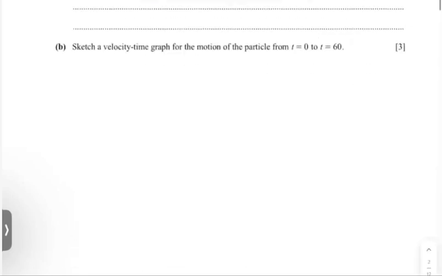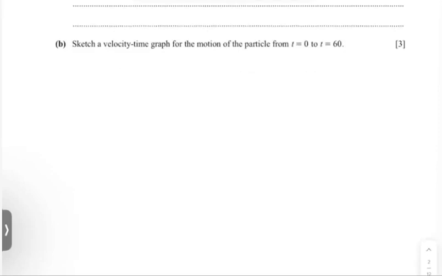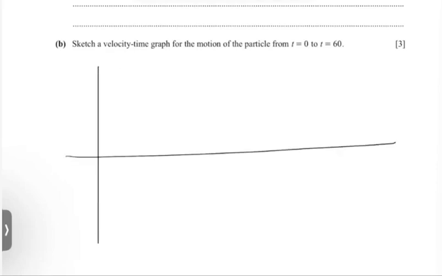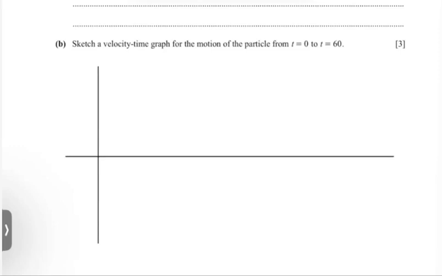Okay, sketch a velocity time graph for the motion of the particle from 0 to 60. All right, so this is a bit different from the papers that we've seen in mechanics before. They generally give us velocity time graphs. In this case, they've given us displacement, so we just need to be careful.